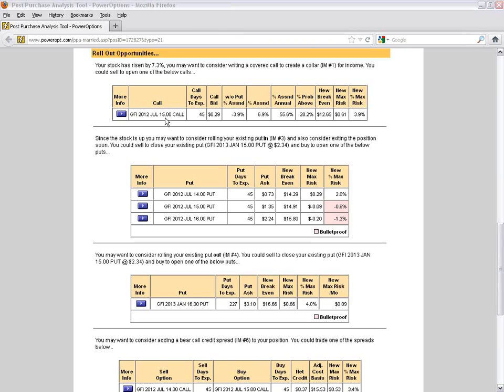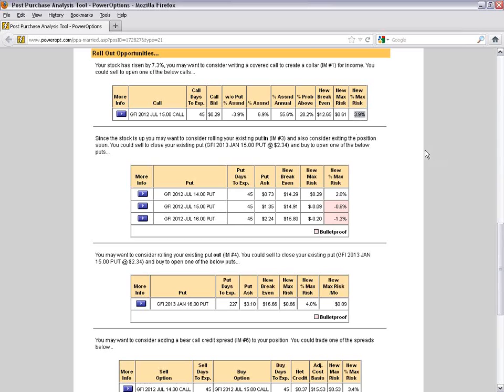Let's just take the first one. We mentioned that July 15 call. We're shown that right now, remember, we have a maximum risk of 5.7%. We're shown that we could potentially sell the July 15 call for only 29 cents and it has 45 days to expiration. And the max return would be about 6.9%. But we're dropping our maximum risk down to 3.9%, 61 cents or 3.9%.